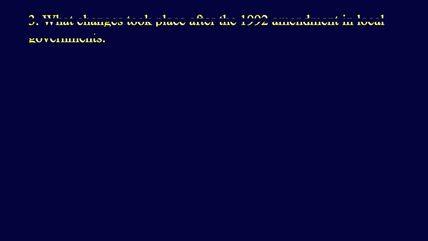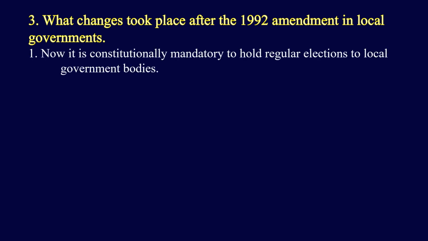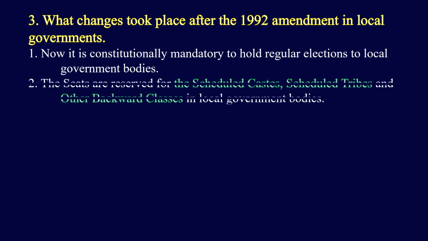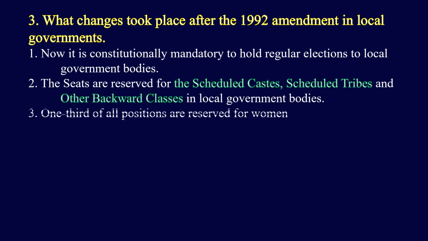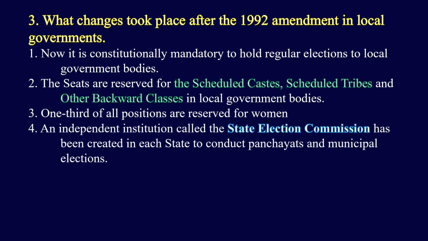And the changes that took place after the 1992 amendment in local governments are, now it is constitutionally mandatory to hold regular elections to the local government bodies. And the seats are reserved for scheduled castes, scheduled tribes and other backward classes in local government bodies. And the third is one-third of all positions are reserved for women. Then an independent institution called the State Election Commission has been created in each state to conduct panchayat and municipal elections.